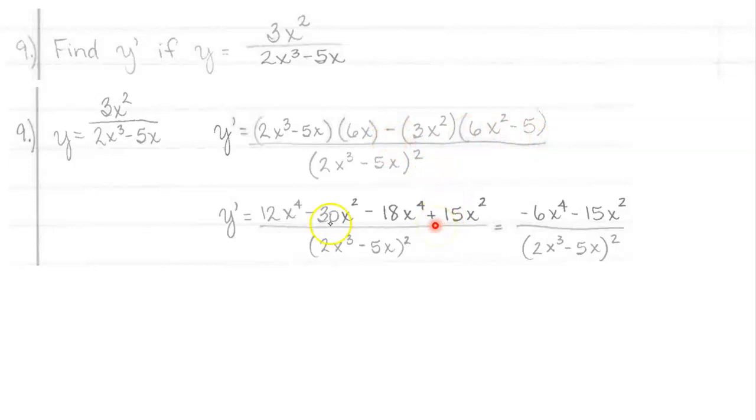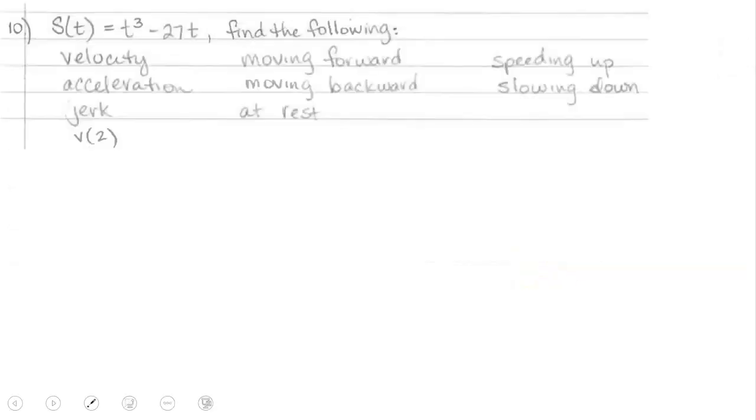So we could combine the 12x to the 4th minus 18x to the 4th to get negative 6x to the 4th, and then negative 30x squared plus 15x squared is negative 15x squared. You could take a common factor out of this, but it won't cancel top and bottom, so there's no need to take it out. But you could if you wanted to leave your numerator in a factored form, just like your denominator. You also do not need to FOIL this out. You can leave it in its factored form.